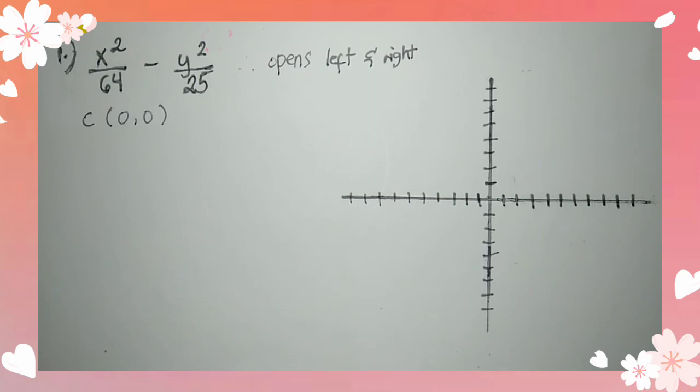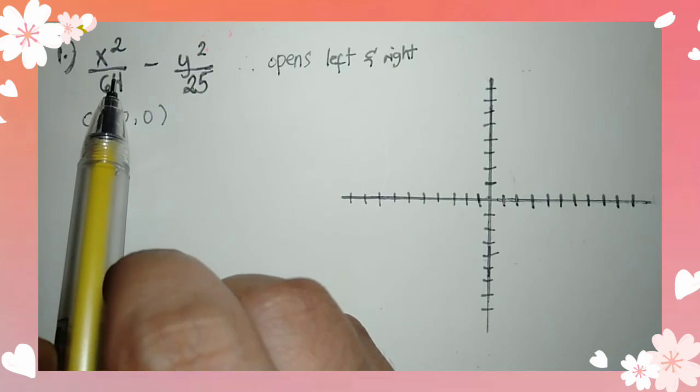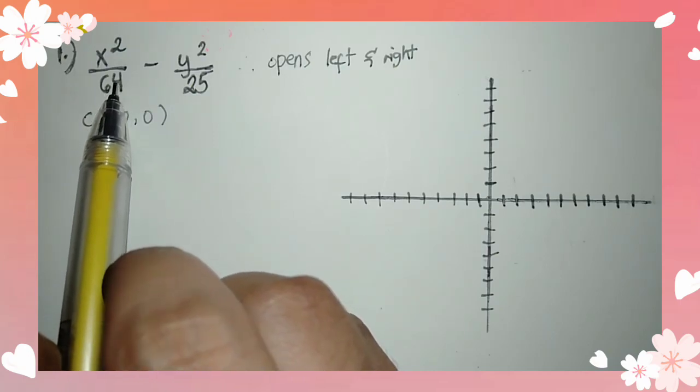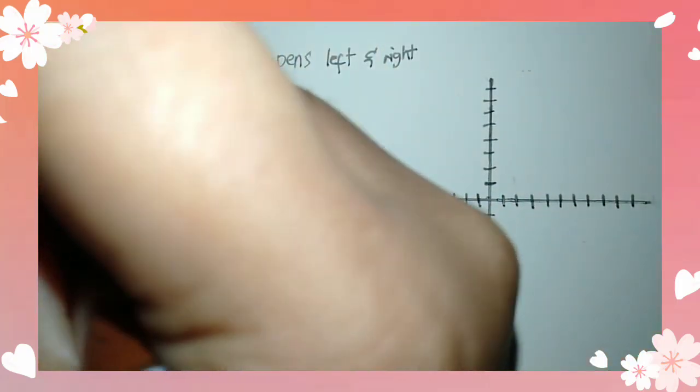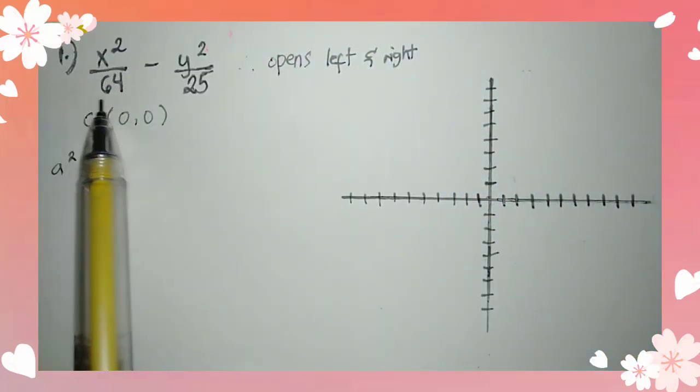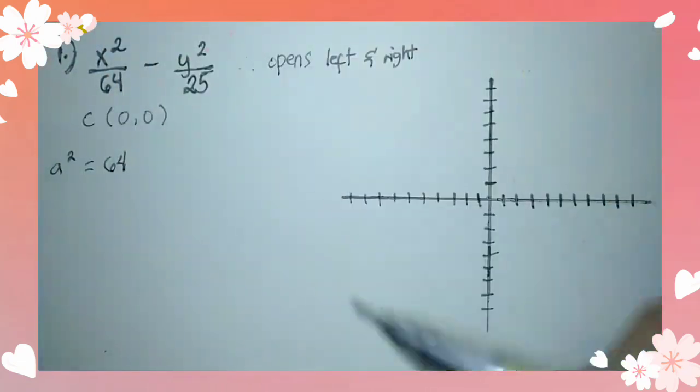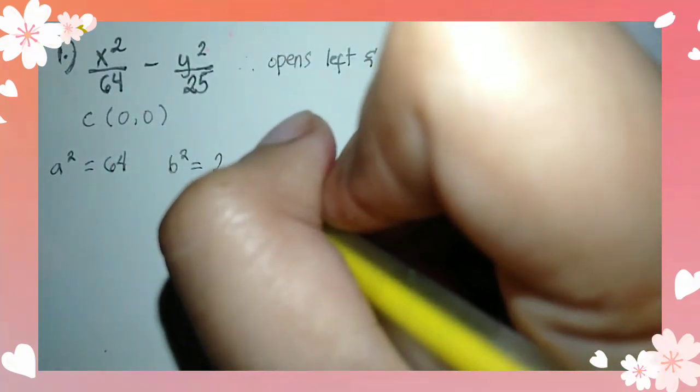Next thing to do is to find A and B. Sila kasi yung mag-identify kung paano natin i-graph ang ating hyperbola. So, we are going to find A. Since sa given equation, we have a squared and b squared. So, ang a squared natin is etong 64. Tama? And then, ang ating b squared is si 25.